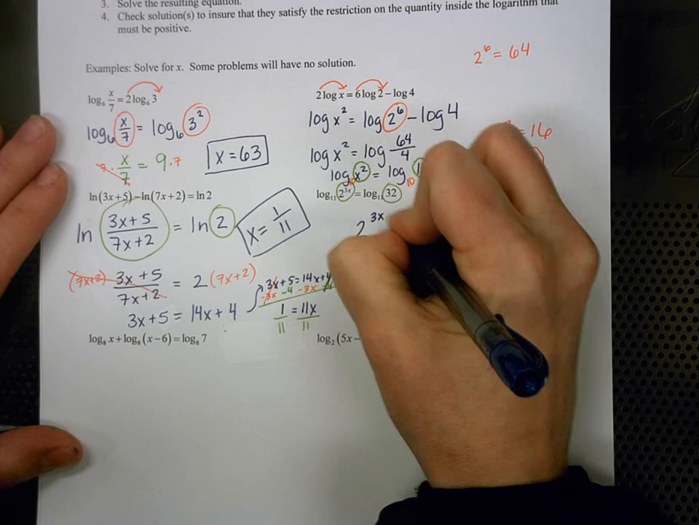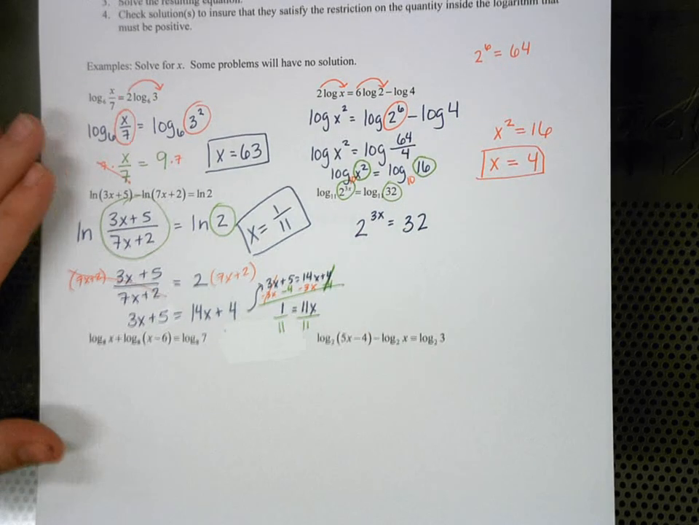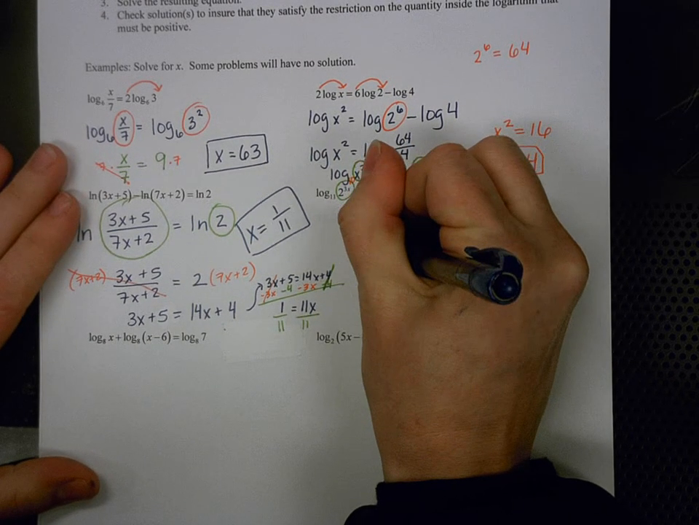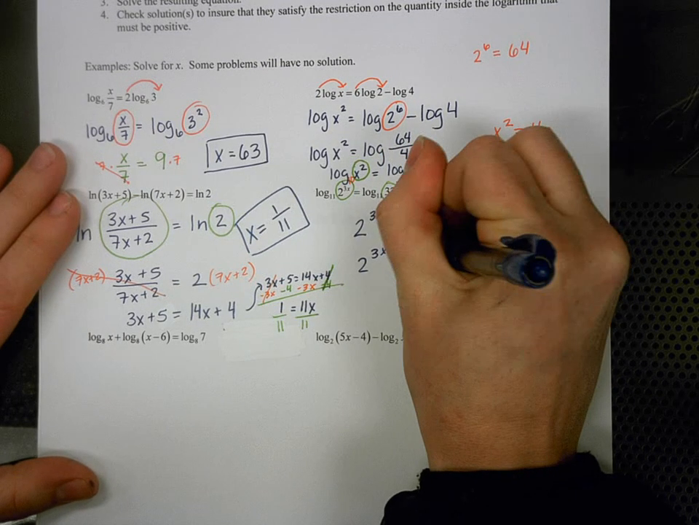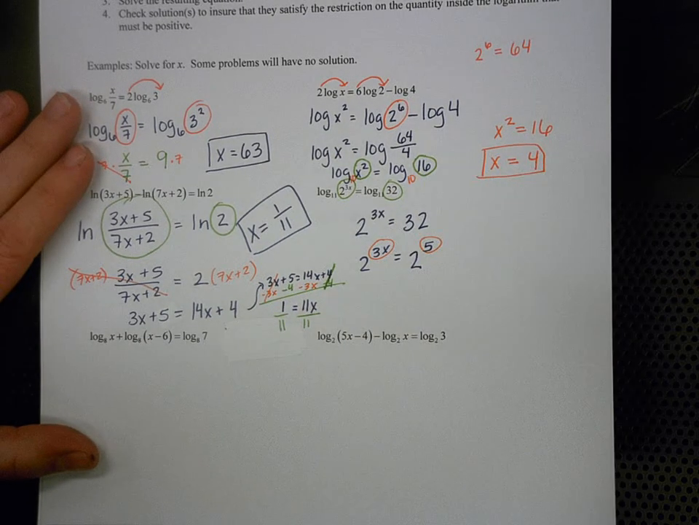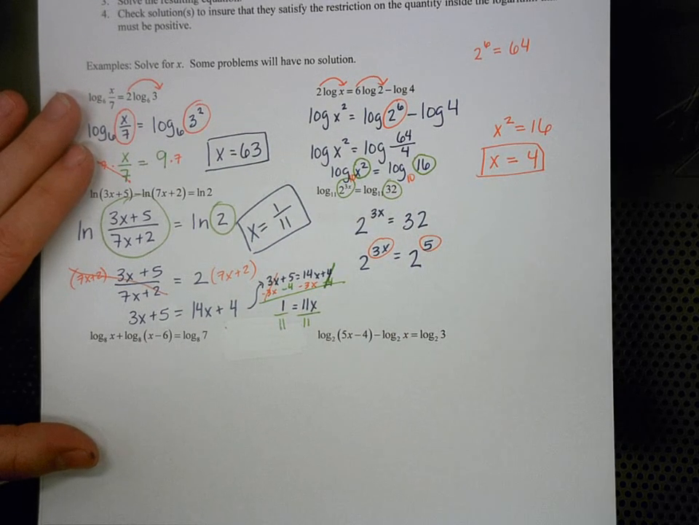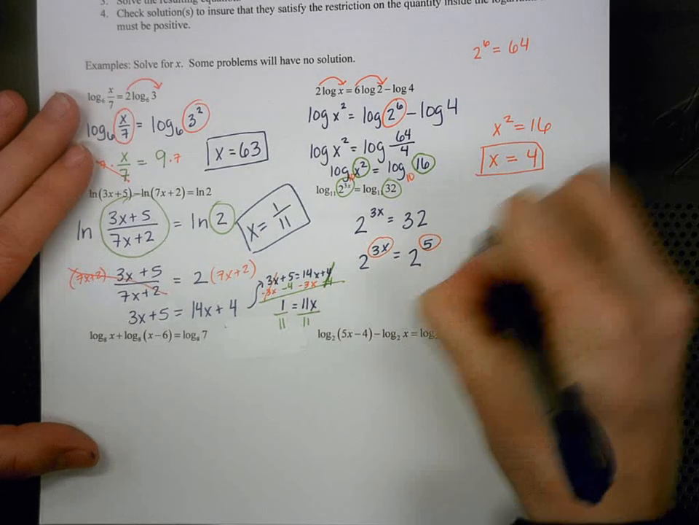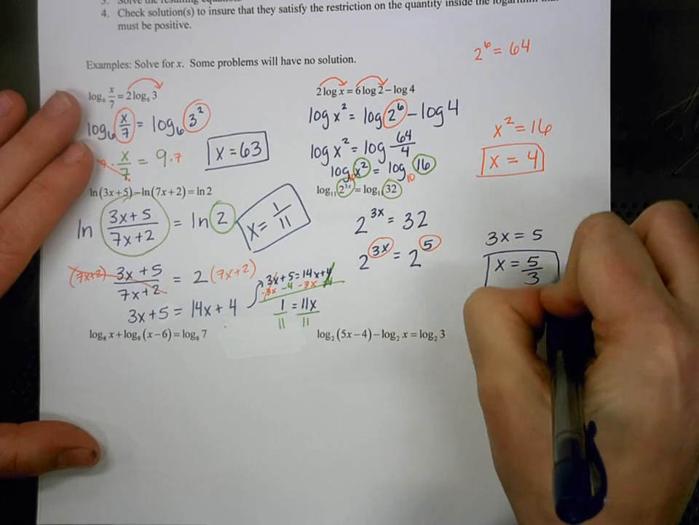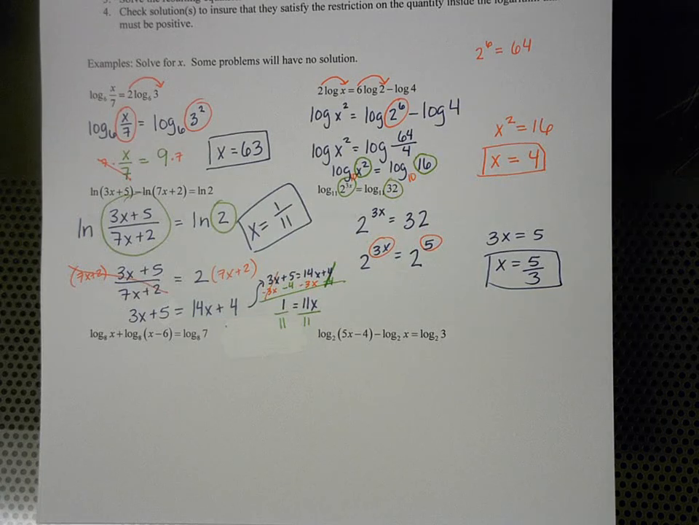2 to the 3x equals 32. When you have something in exponential form like that, you can find out the exponent if you know two bases that are equal to each other. So if I rewrite 32 as 2 to the 5th, because 2 to the 5th equals 32, then I can set my exponents equal to each other. So if 3x equals 5, then x equals 5/3. How do I get 5/3? You just divide each side by 3.